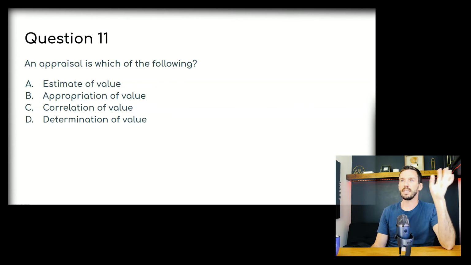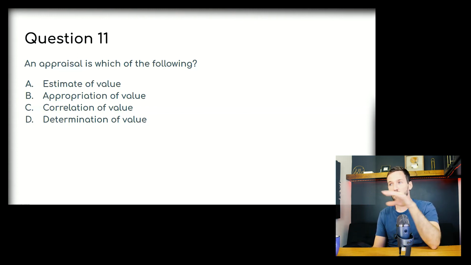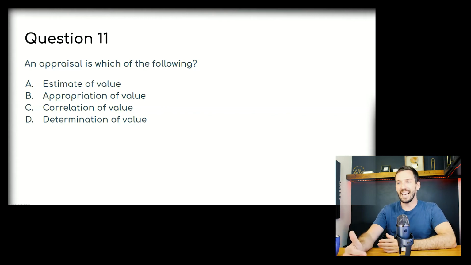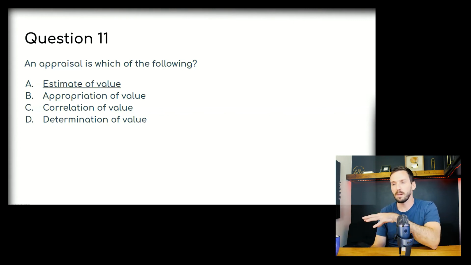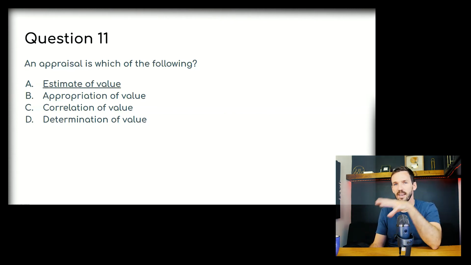Question 11. An appraisal is which of the following? Estimate of value, appropriation of value, correlation of value, or determination of value. So A and D here are actually quite similar, but this is the problem with a test like this, right? They're forcing you to memorize keywords instead of logic here. An appraiser does technically give the lender what they determine the value is, but estimate of value is the answer here, A. So sometimes an appraiser is way off from what you comp it at. You can sometimes get another appraiser to give you a second estimate.